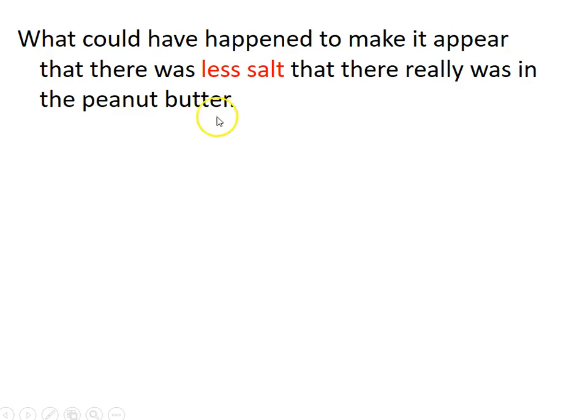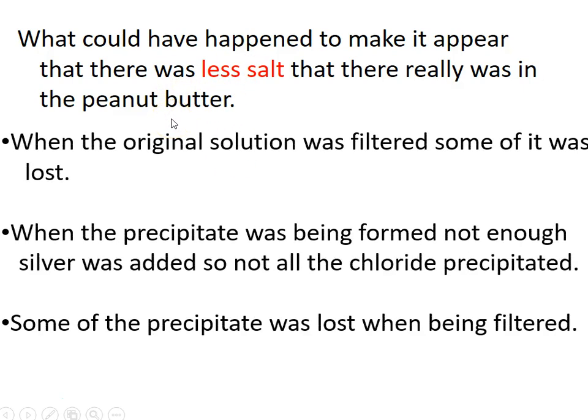There were also three errors to make less salt, a lower percentage. When we originally filtered it, some of it might have been lost, so we weren't weighing all the salt that potentially could have been there. When the precipitate was being formed, not enough silver was added, so not all of the chlorine was collected. And when we were filtering it, we might have lost some underneath the filter paper.